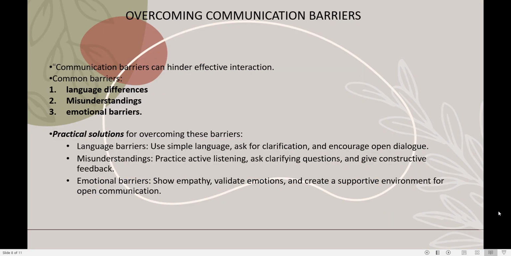Moving on. Overcoming communication barriers. Now the problem we all face sometime or the other. Even coaches face this. Communication barriers, what are these? When there is a restriction, when you think you have fabulous communication skills, still some barrier is coming. आप दूसरे से communicate कर ही नहीं पा रहे. How to overcome that? How to tackle that?